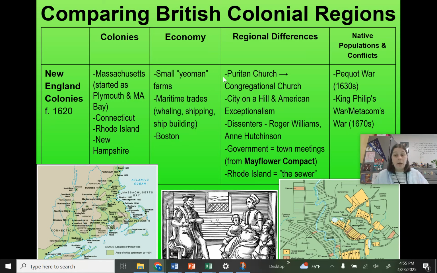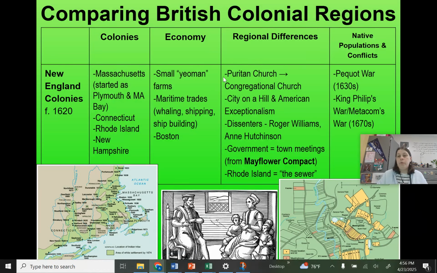There's a meeting house where the church was. So you have the church at the literal physical center of society. Then you have farmland spread out around it. And this settlement pattern is something that the College Board has tested in the past. Again, we have these tight-knit villages where everyone is living close together in comparison to some of, especially, the plantation societies that we're going to see in the South.